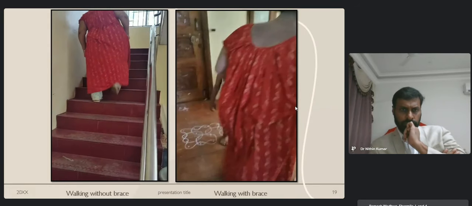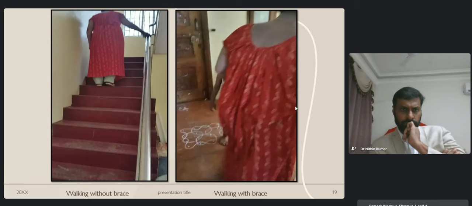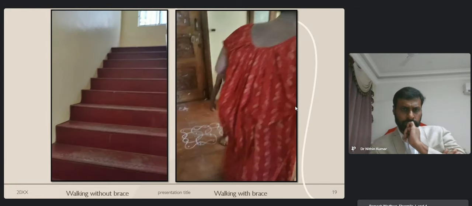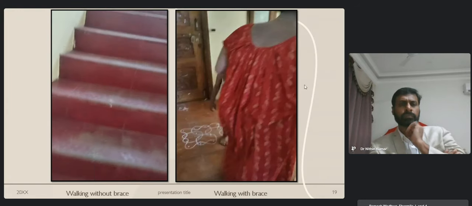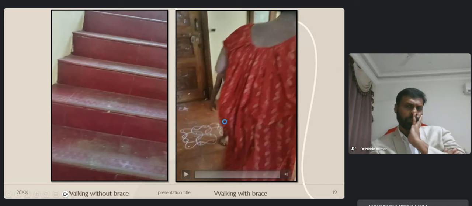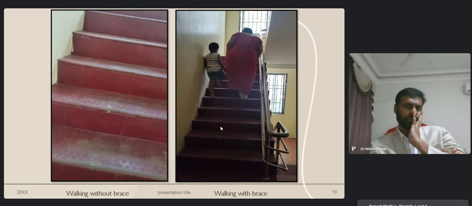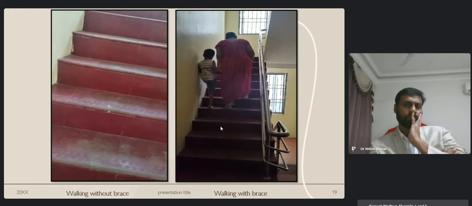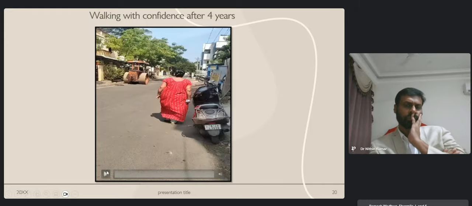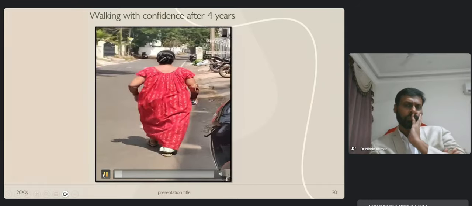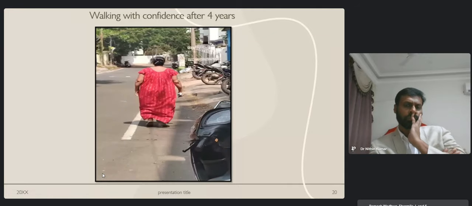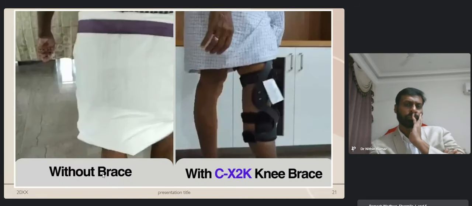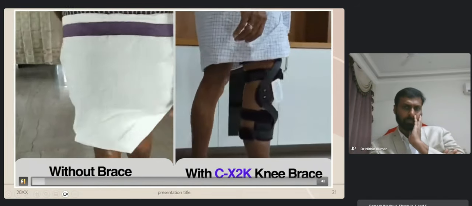You see this patient, just for our understanding. She started climbing with difficulty and she is getting the support from the rail. Then you can see the next one, she started walking without any support. She started climbing. Very overweight patient, higher BMI patient. You can see this is how she is walking with confidence, without any support. She started walking very fast, confidently also. So there is an advantage of this product. And for a severe problem also, sometimes it helps.